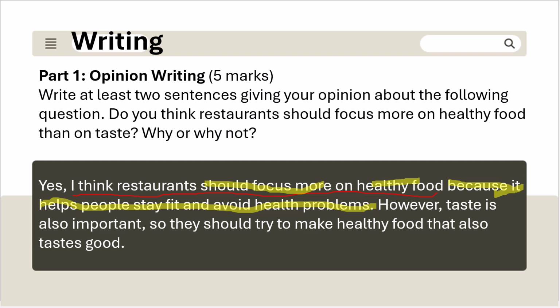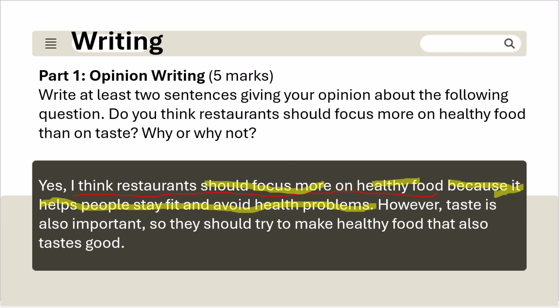However, again you're going to the next point. You want to be staying healthy, also you want the food to taste good. So again you're giving a reason here. However, contrasting point, taste is also important. Now you say healthy food is good for health. Again you also intend to say that taste also matters. So what do you say? Taste is also important. So they should try to make healthy food that also tastes good.